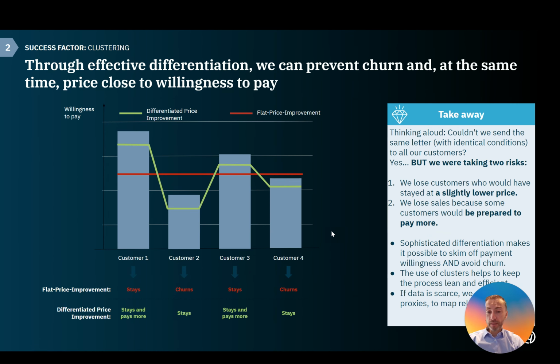Why do you do clustering? It's very easy. If you do the flat price improvement program here on the red line, basically, you have churners because some customers will not have the willingness to pay. And for some customers, you simply do not tap the full willingness to pay. If you do it in a differentiated way, you meet the customer's willingness to pay in a way better way, and then you get more out of each client.